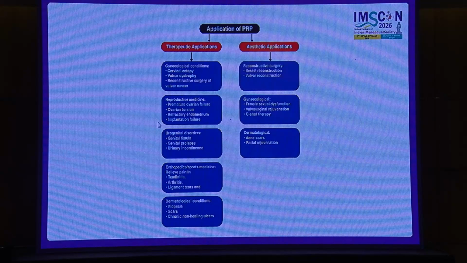We use PRP at various places. Therapeutic applications are there and aesthetic applications are there. For example, therapeutically, we can use it for cervical ectopy, vulval dystrophy, reconstruction surgery after vulval cancer, reproductive medicine, premature ovarian failure, ovarian torsion, refractory endometrium, implantation failure. In a perimenopausal patient, if she wants pregnancy, then for ovarian regeneration, we can use it.